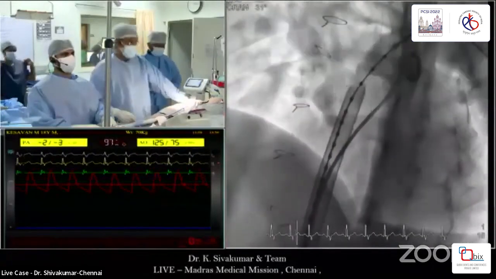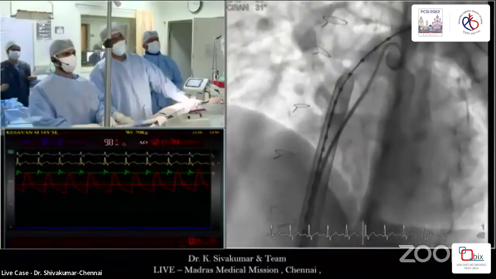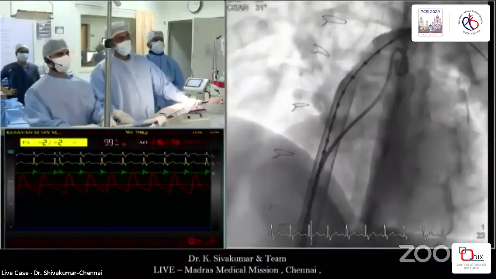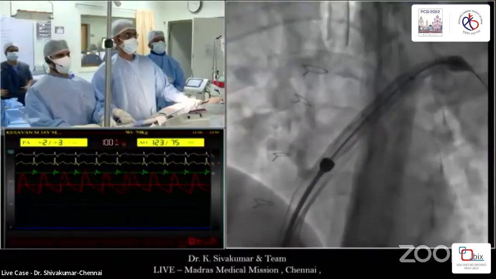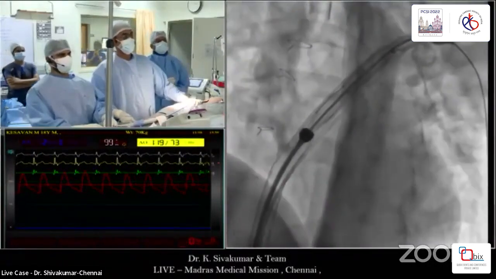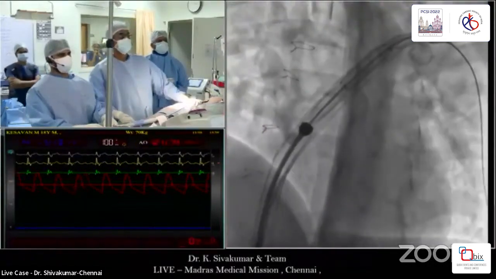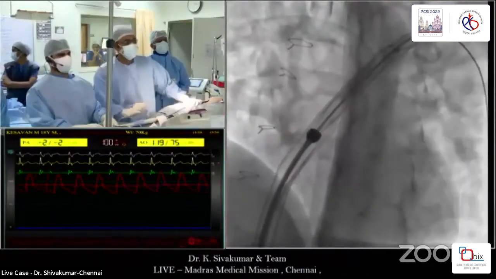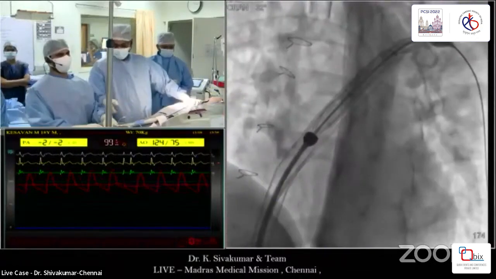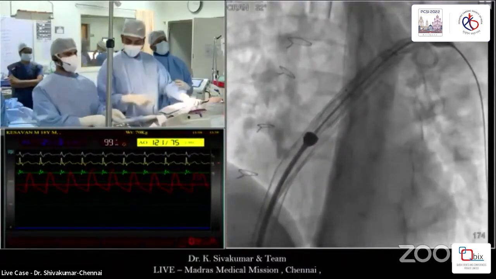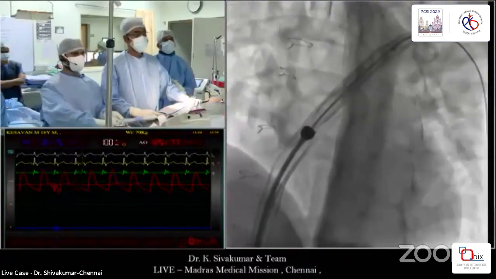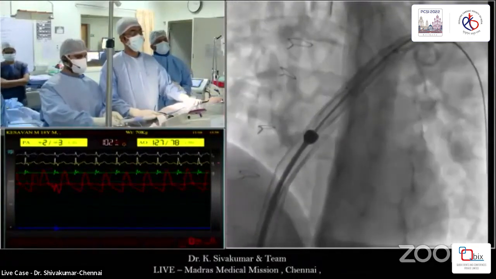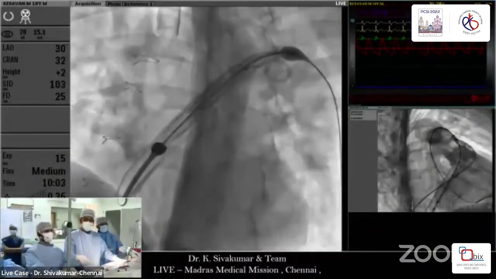Shaq, what do you think should be our working initial view for deploying? That RAO was not separating out the LPA too well, so I'm now choosing the LAO. I have a very simple brain, I'm afraid, Shiva, so I stick to the lateral initially, because you can see the RPA start going into the picture. If you look at the previous angiogram, you'll see the RPA shadow, and that becomes the landmark for me. So I tend to go lateral.